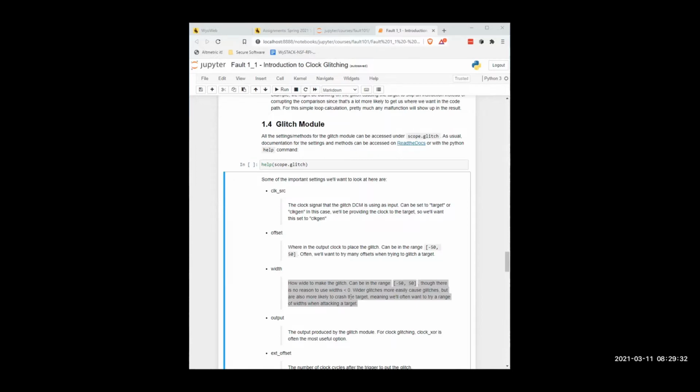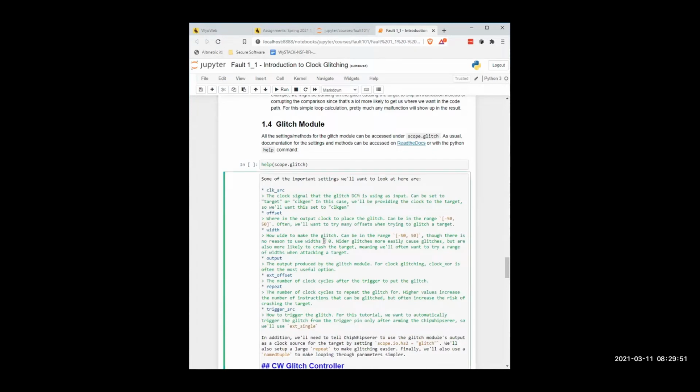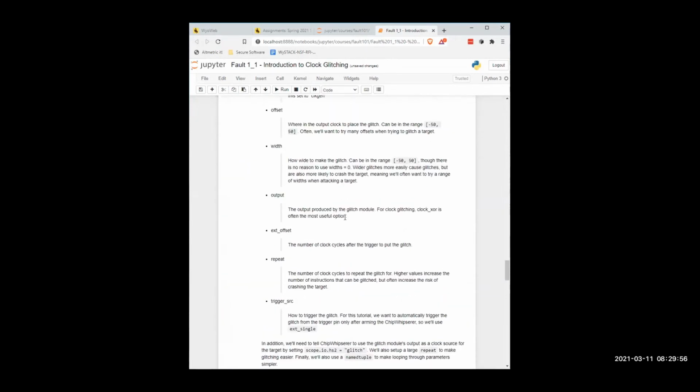So a 0 wouldn't make sense, but the statement that I'm highlighting right here doesn't make any sense. There's no reason to use width less than 0. Clearly there is, according to his other documentation. There's no reason to use widths equal to 0, is what this should say. That makes sense. There's no reason to set a 0 width glitch.